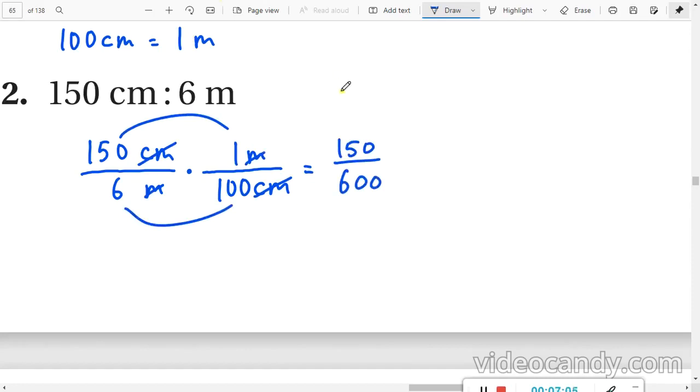Okay. Dividing top and bottom by 10, we just eliminate a 0. 150 divided by 10 is 15. 600 divided by 10 is 60. Okay, and we can still reduce this further because 15 divided by 15 is just 1. And 60 divided by 15 is just 4. Final answer.